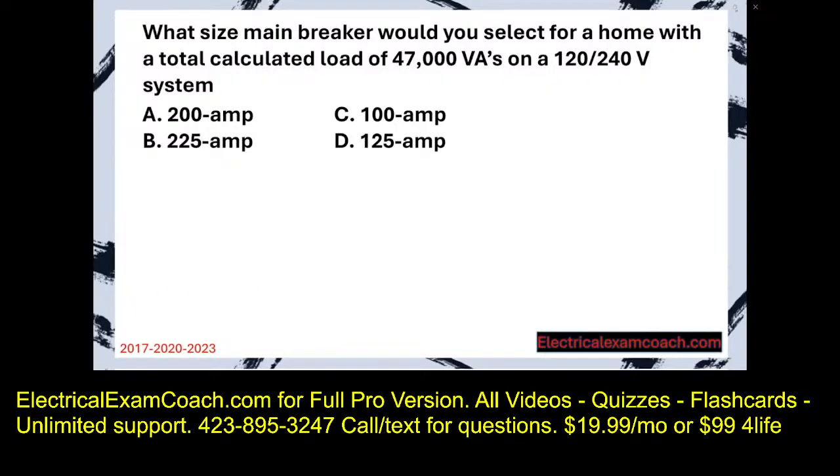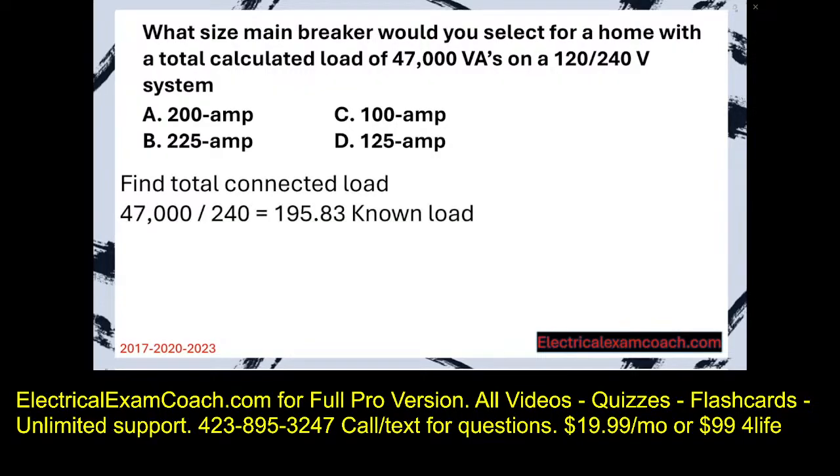What size main breaker would you select for a home with a total calculated load of 47,000 VAs on a 120/240 volt system? Step 1, find our total connected load. In this case, they've done all the math for us, and 47,000 are our total VAs. All we have to do is divide that by the system voltage. And in this case, it equals 195.83. And we would round down.